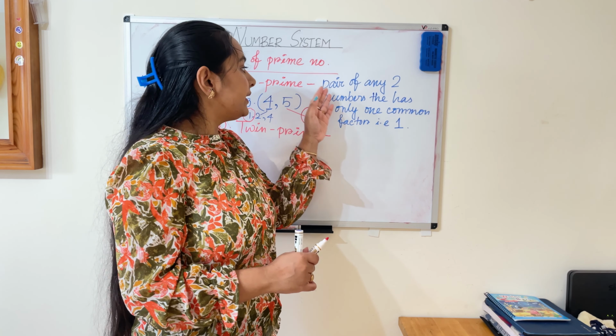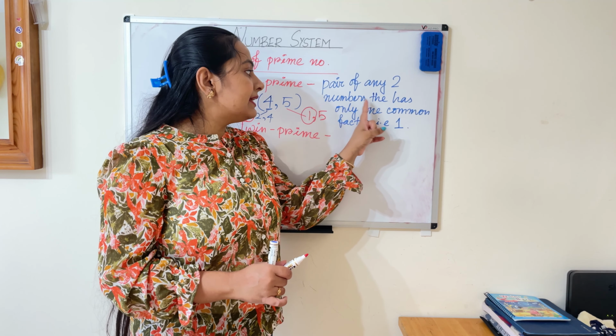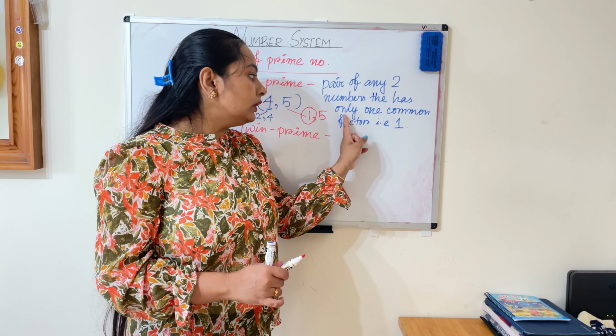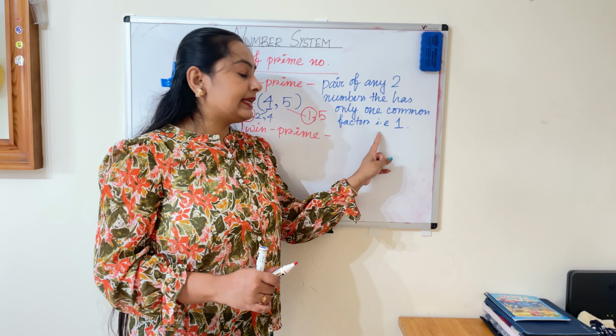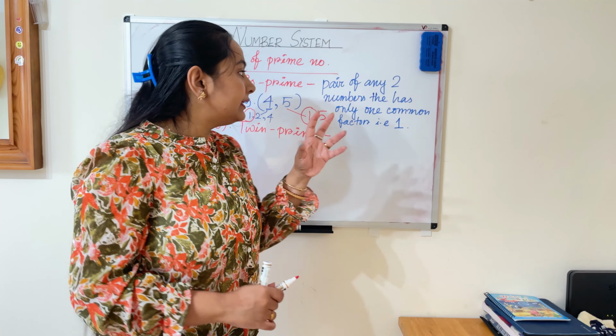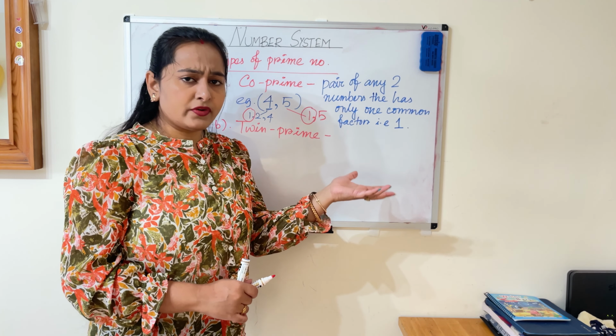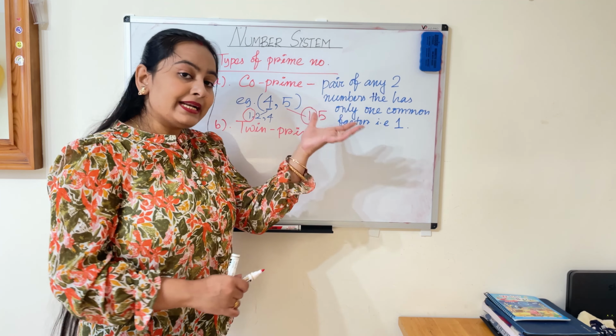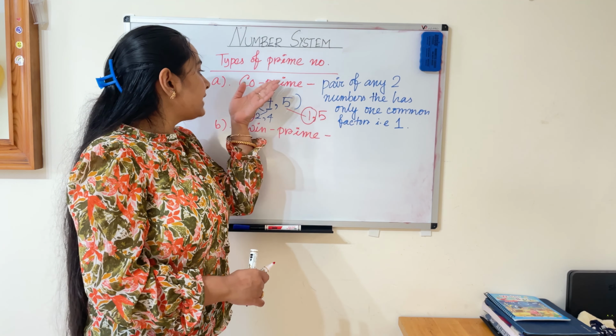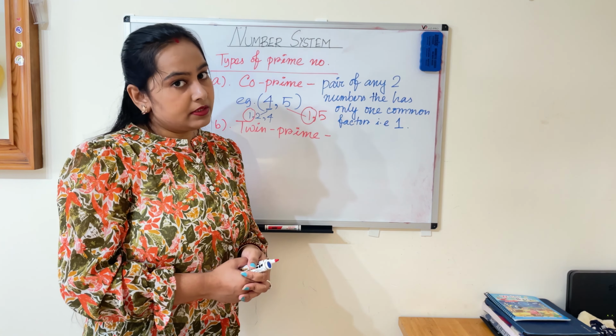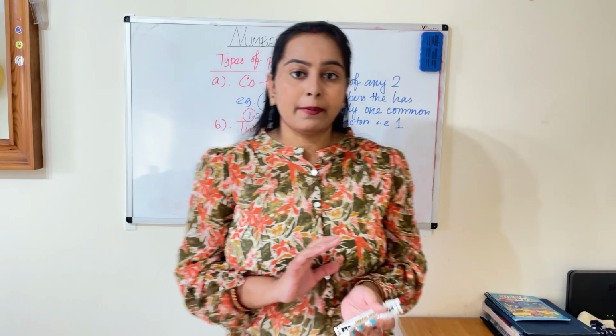Co-prime numbers are a pair of any two numbers that have only one common factor, that is 1. Except 1, there are no common factors between the two numbers or three numbers, right? So that set of numbers is considered as co-prime numbers, right? I hope all of you understood up to this portion.